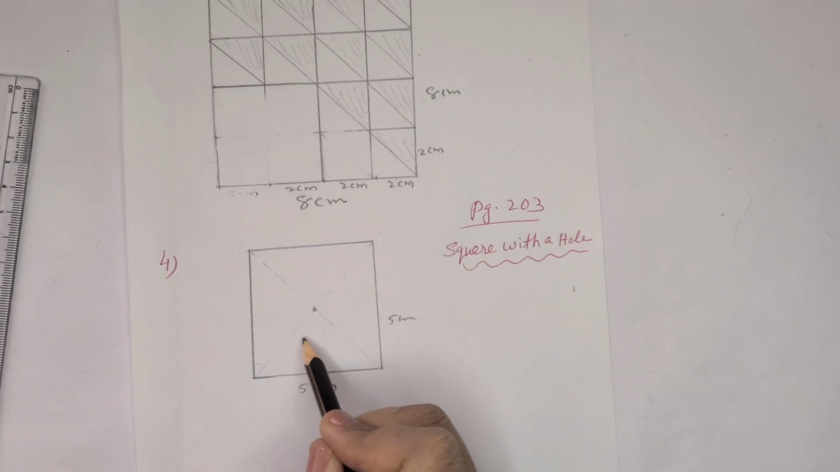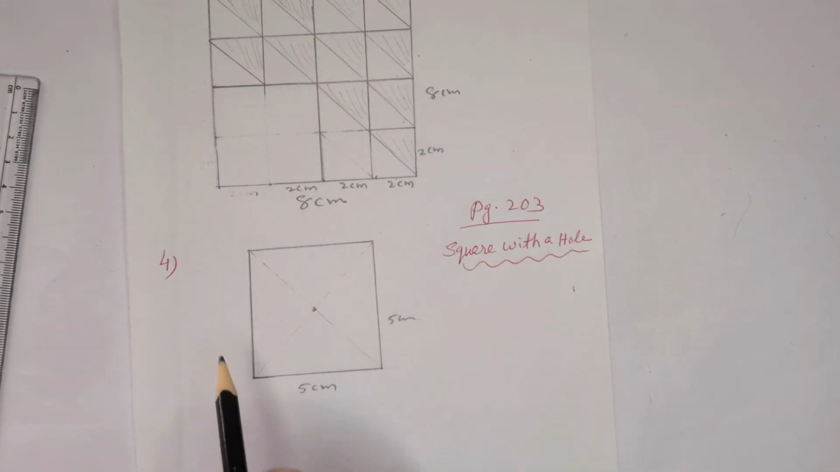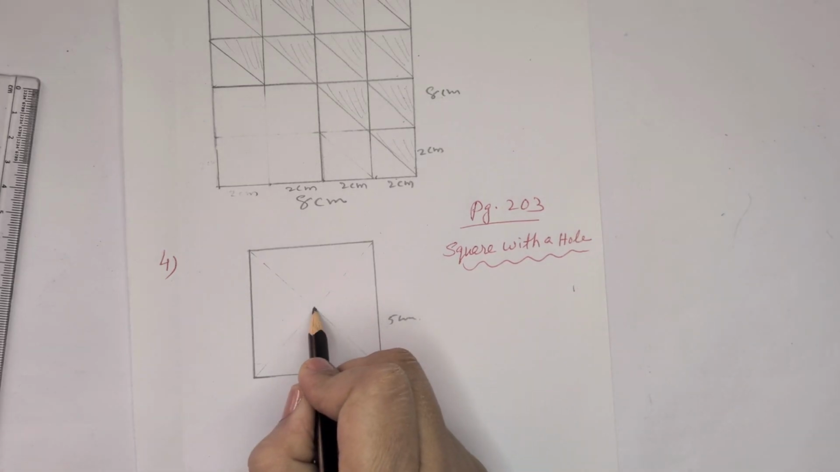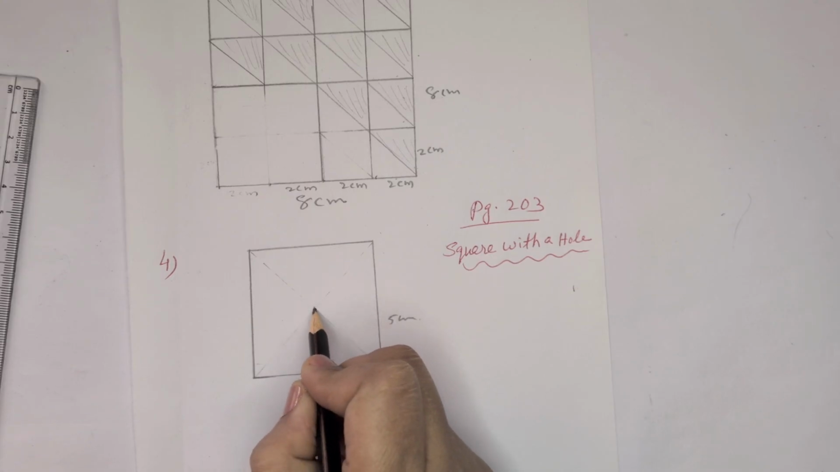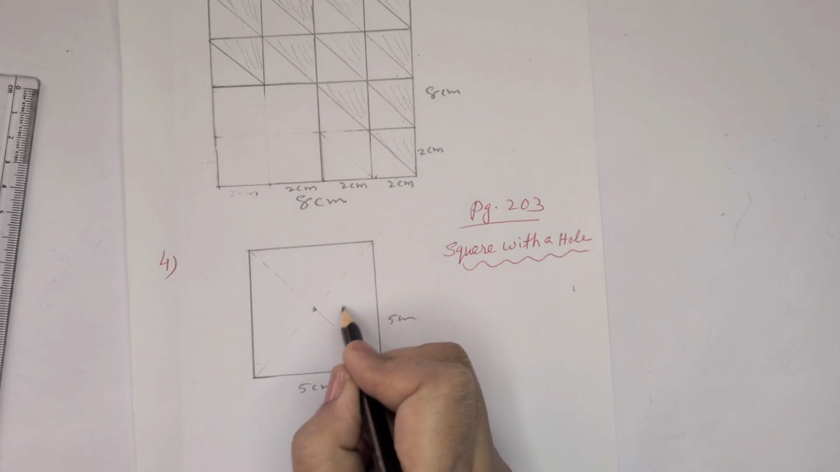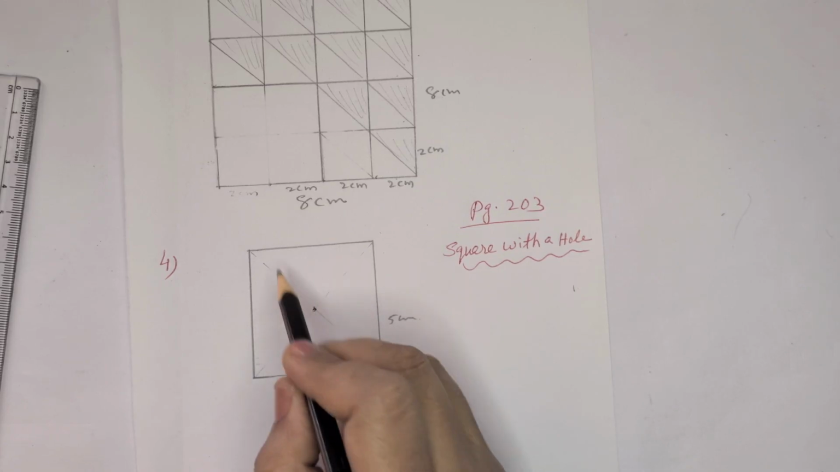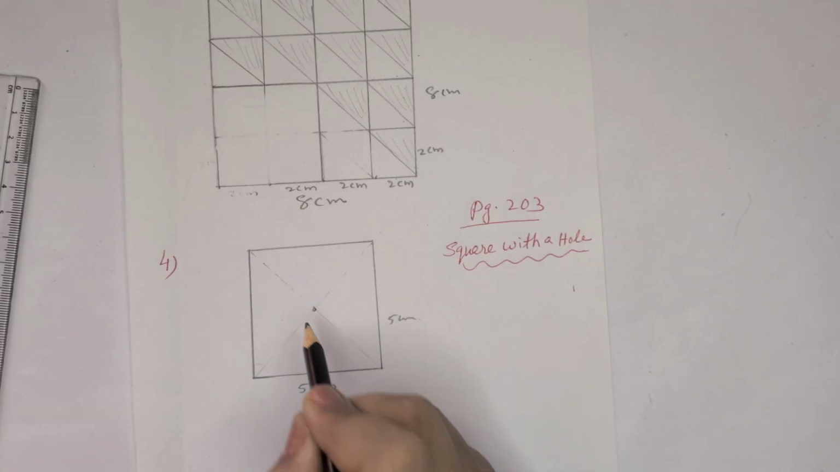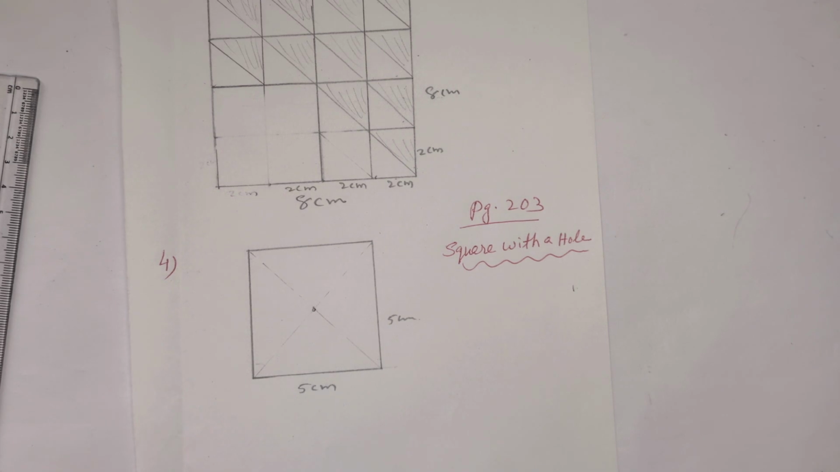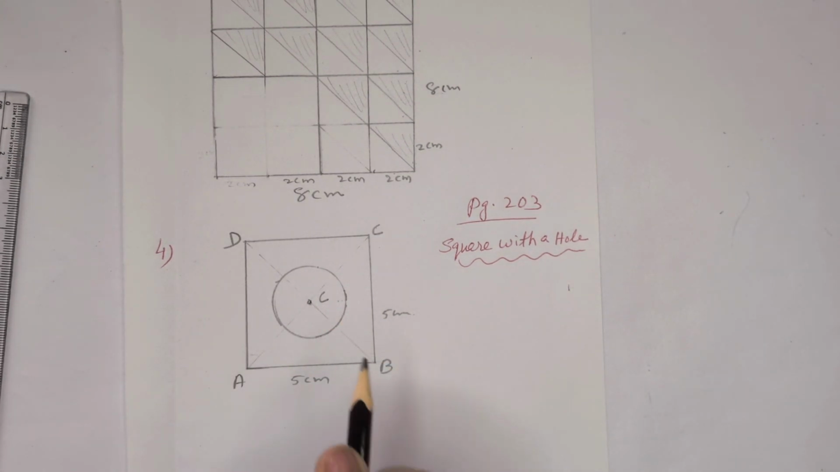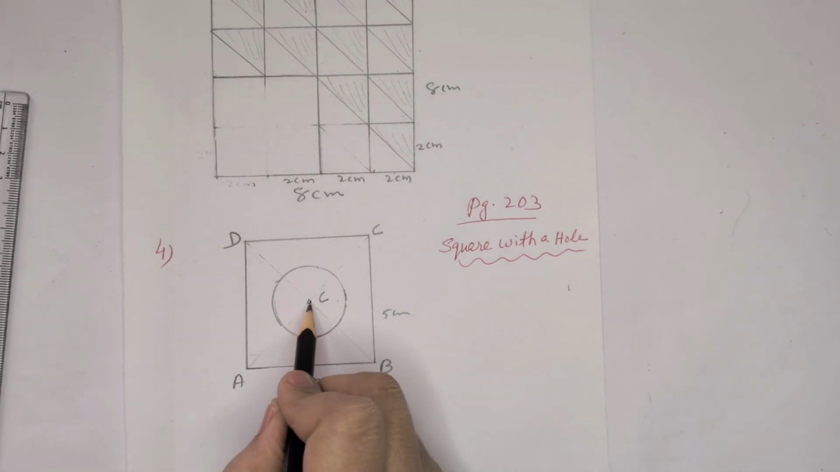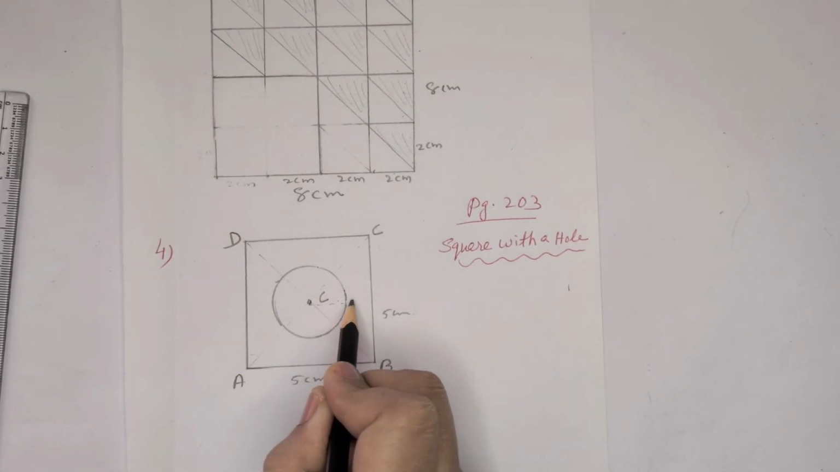Now we have to draw a circle here at the center of the square. So we got the center of the square, and with that point as the center, take any radius. For example, if we take 1.5 centimeter in the compass and draw a circle, we will get the circle at the center of the square with the same center. Take the radius as 1.5 centimeter and make a circle here.